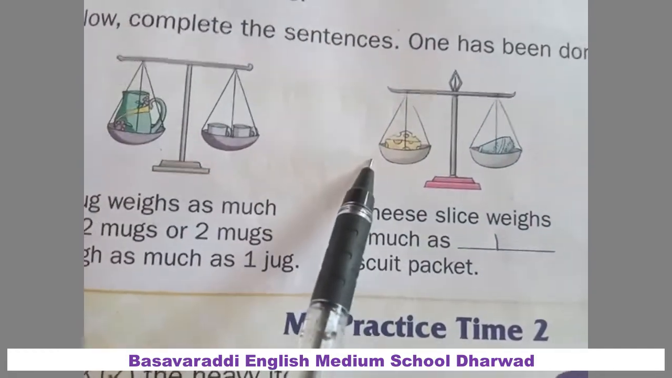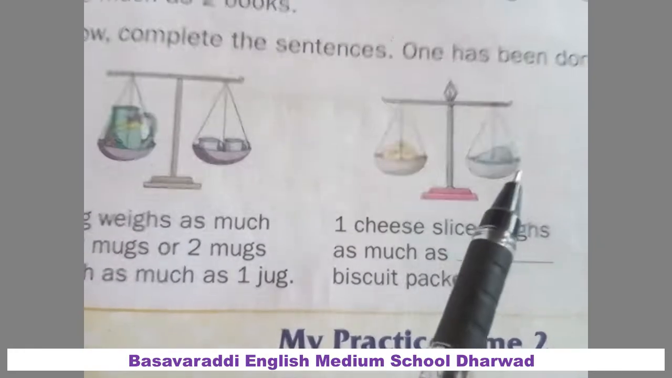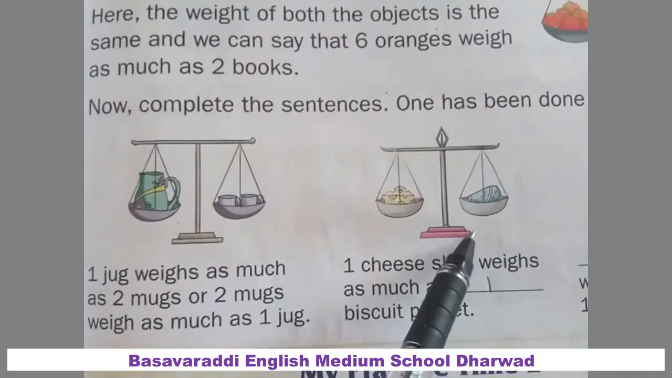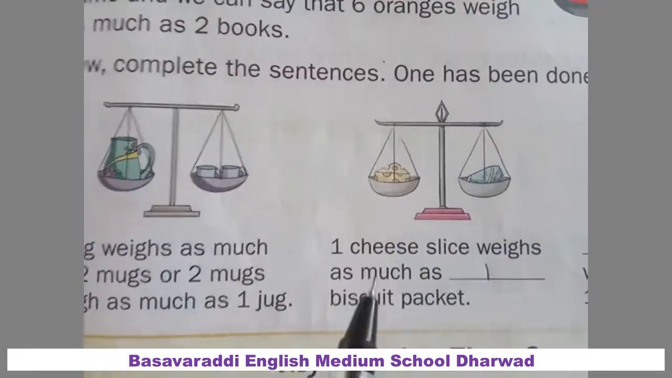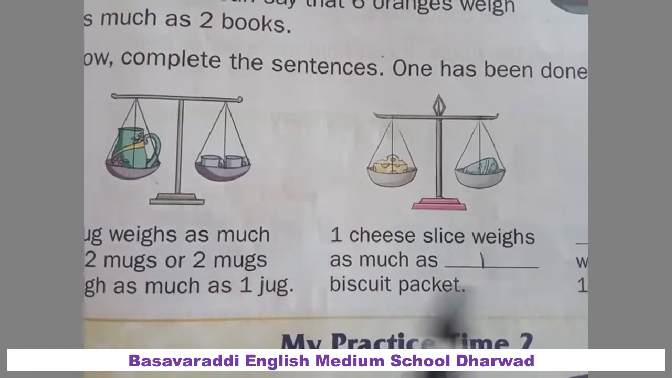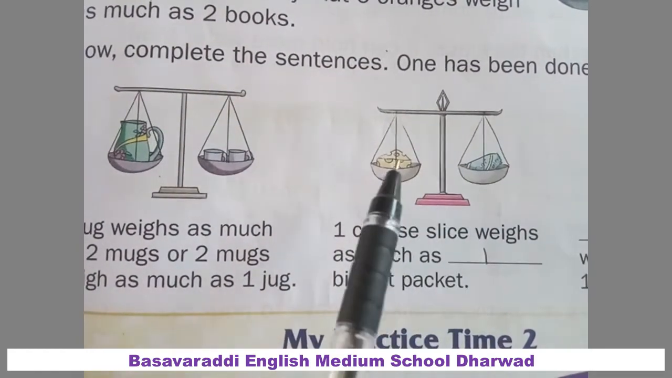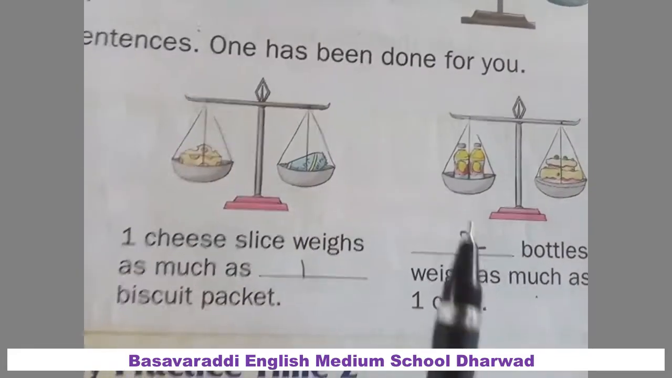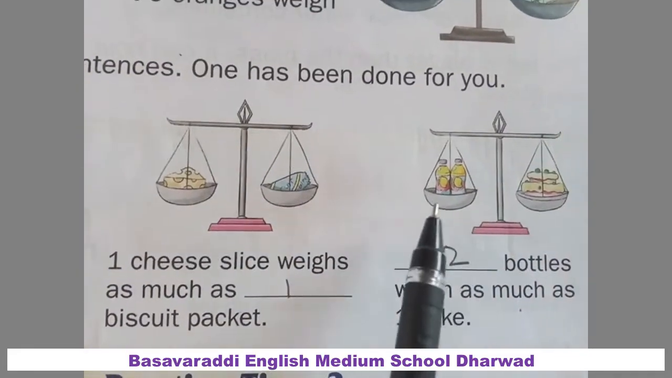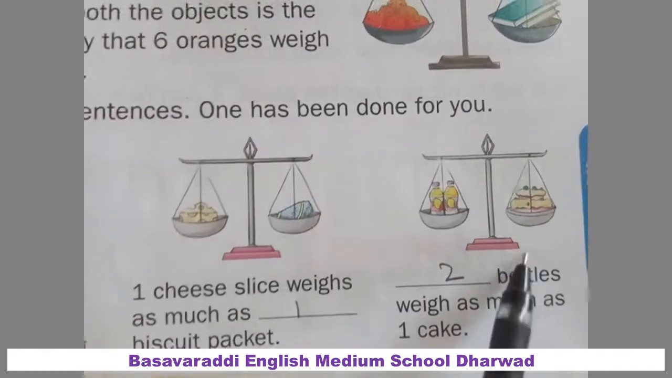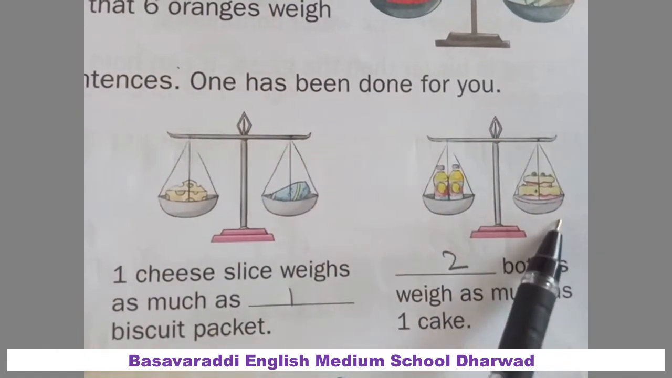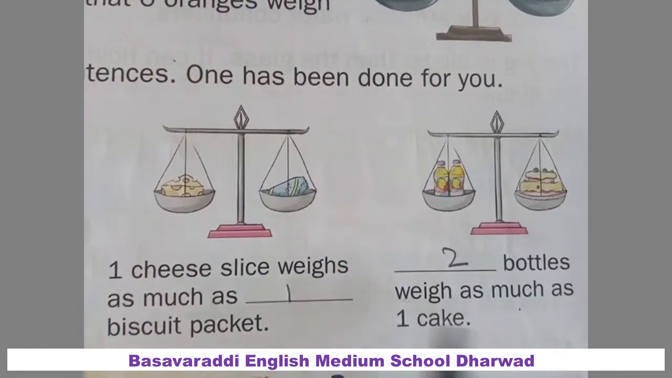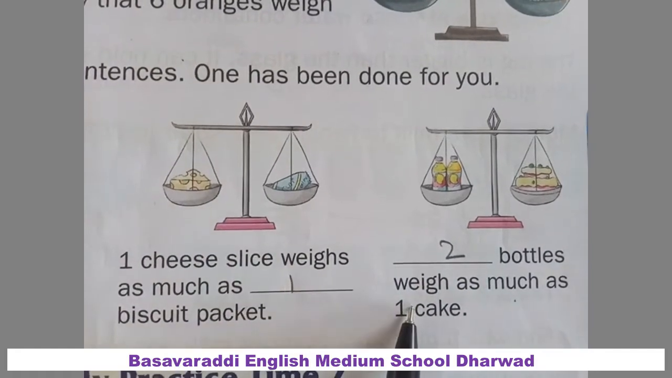Here one cheese slice is there, and here a biscuit packet is there. So one cheese slice weighs as much as 1 biscuit packet. So 1 biscuit packet is equal to 1 cheese slice. Now here 2 juice bottles are here, and here a cake is there. So 2 bottles equal 1 cake. So 2 bottles weigh as much as 1 cake.